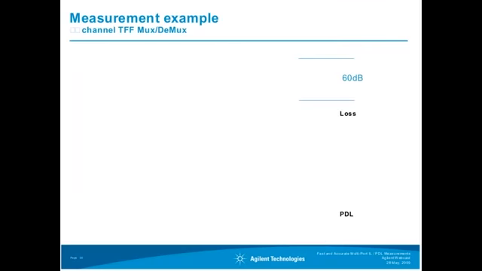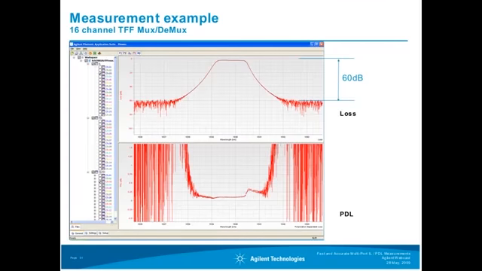I would like to move on and look here at a measurement example which has been obtained on a 16-channel multiplexer, demultiplexer based on thin film. In this case, you see that this has a slightly higher side mode suppression compared to the AWG. So we have here a noise floor level of about 60 dB, and also in this case, as discussed before, this measurement has been obtained in a single sweep, so that did not require multiple sweeps at different gain settings.